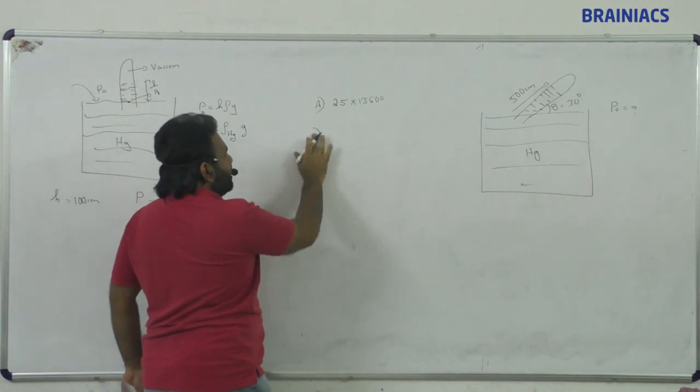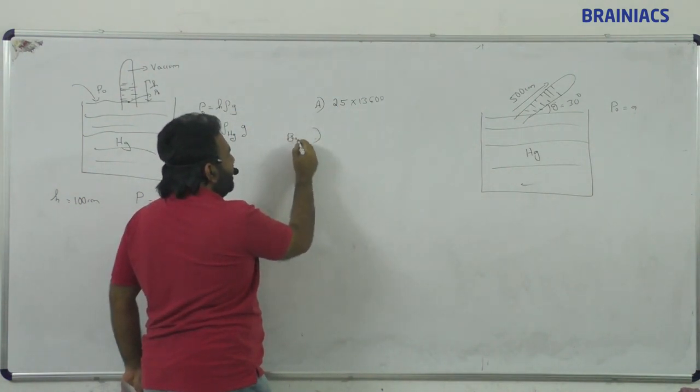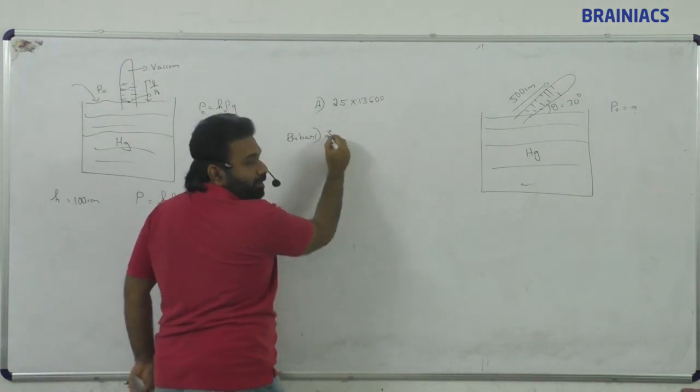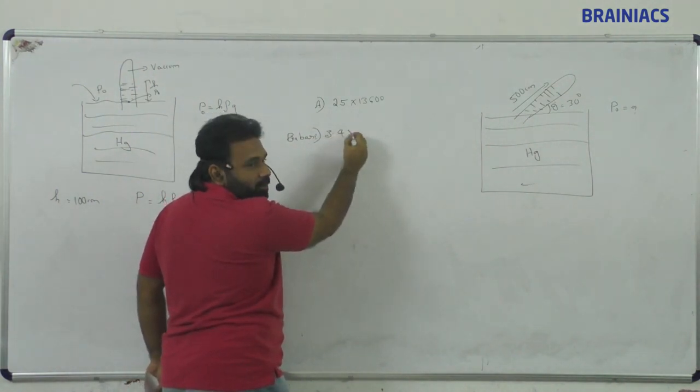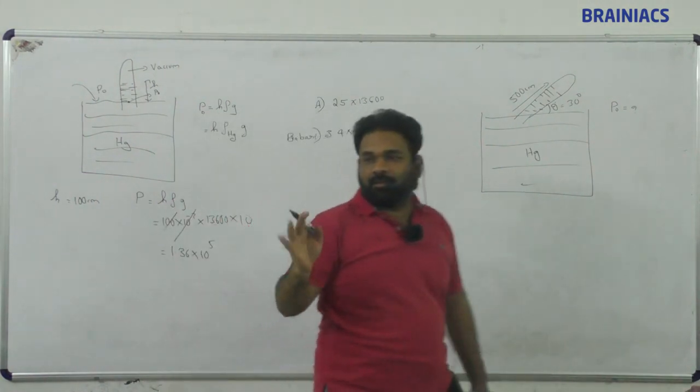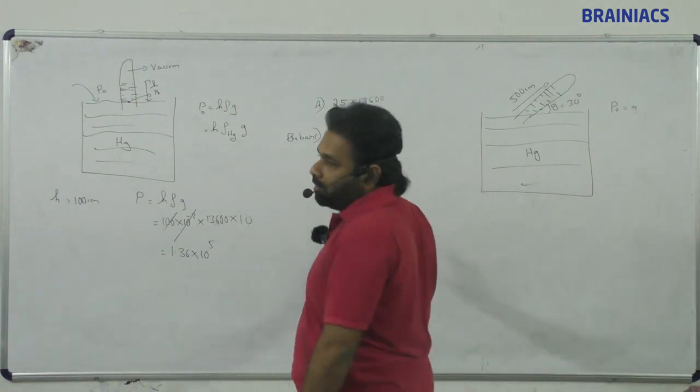So Aslam was correct. Babari, answer. 3.4 into... Okay. Any other answer? Done? Clear? Okay.